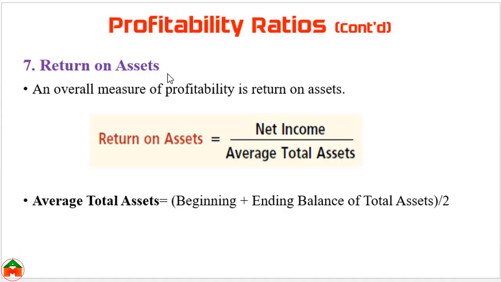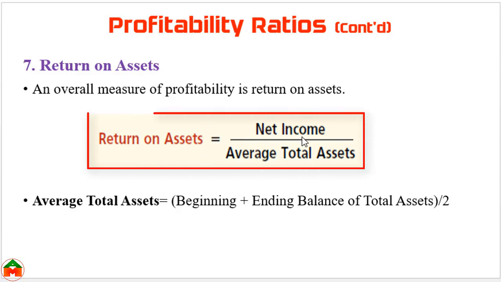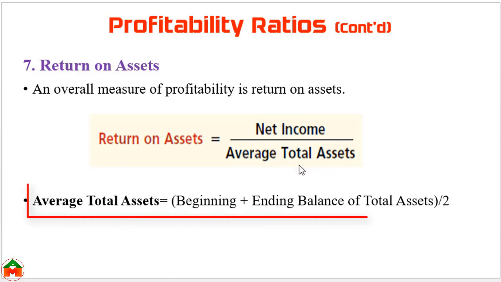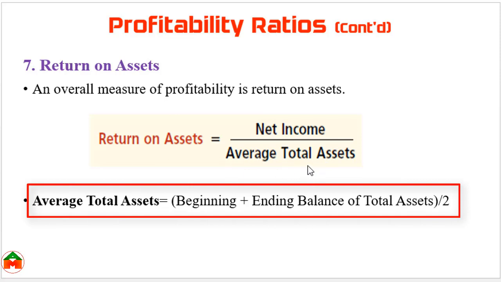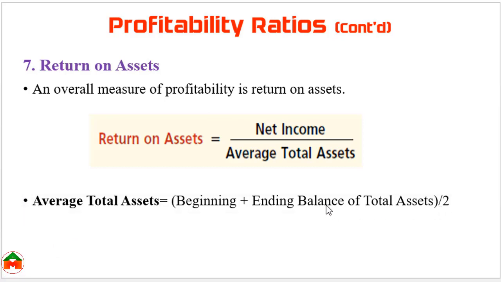The next ratio under the profitability ratio is return on asset. Here net income will represent the return. To calculate the return on asset, we will divide the net income by average total assets, and we already know that average total asset means beginning plus closing balance of total asset divided by 2. So let's see the practical problem and solution.